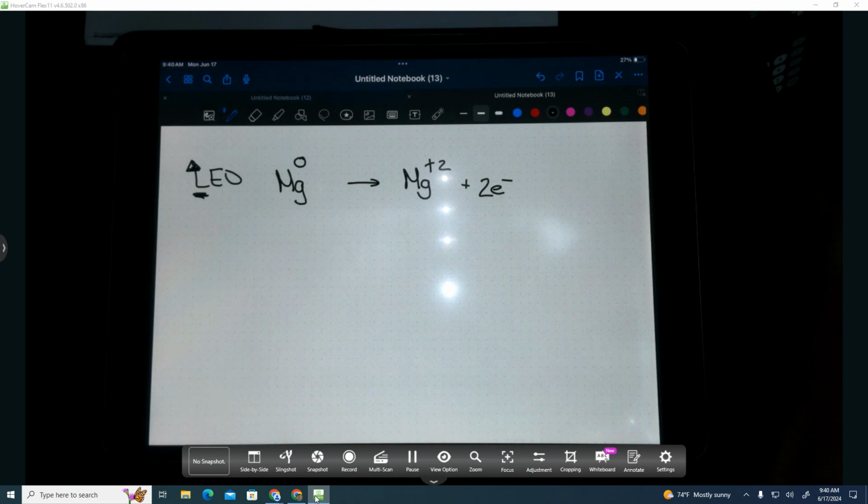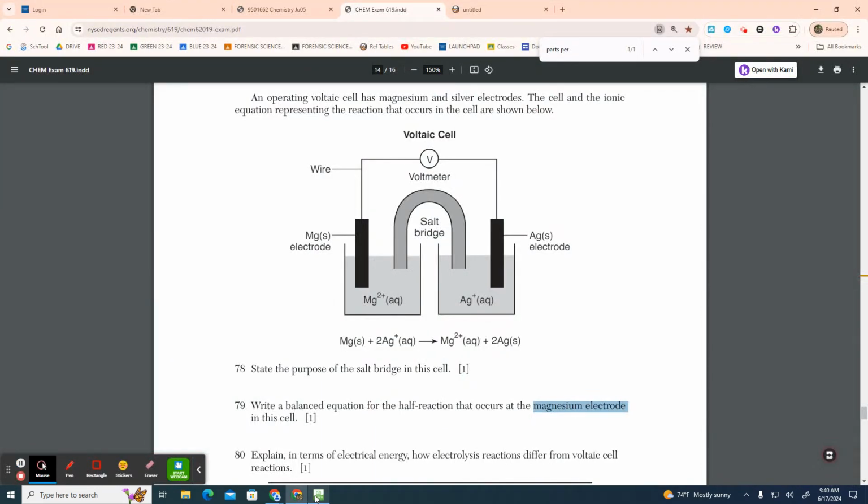Let's write the reduction half reaction even though they didn't ask for it. The reduction is the silver. You've got 2 Ag+ plus 2 electrons becoming 2 Ag0. That's the reduction half reaction.